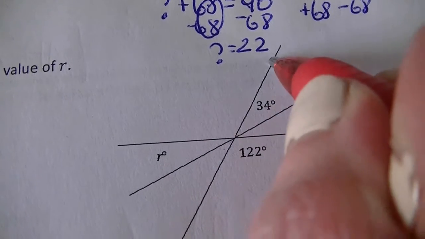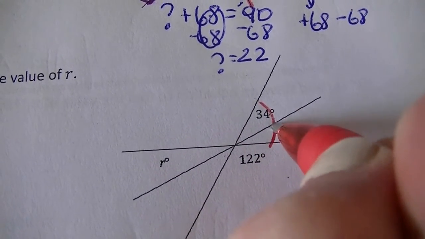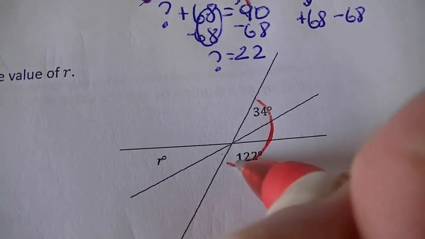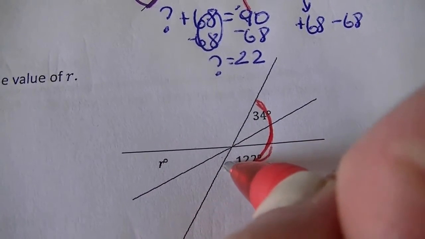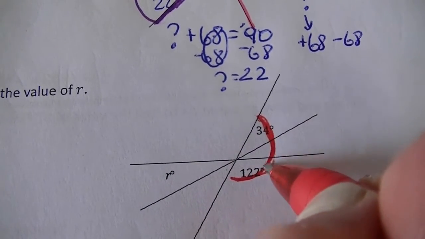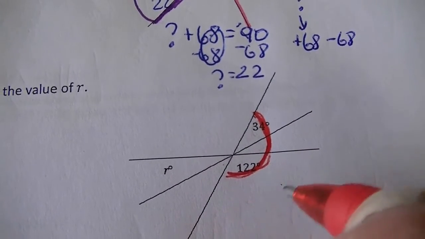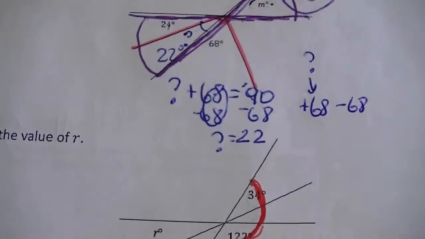Well, I see that this angle plus this unknown angle plus this angle, the 122 one, their arcs, when connected together, form half of a circle. Their angles are on a line, and half of a circle is 180 degrees. So this angle plus this guy right here is going to equal 180 degrees.